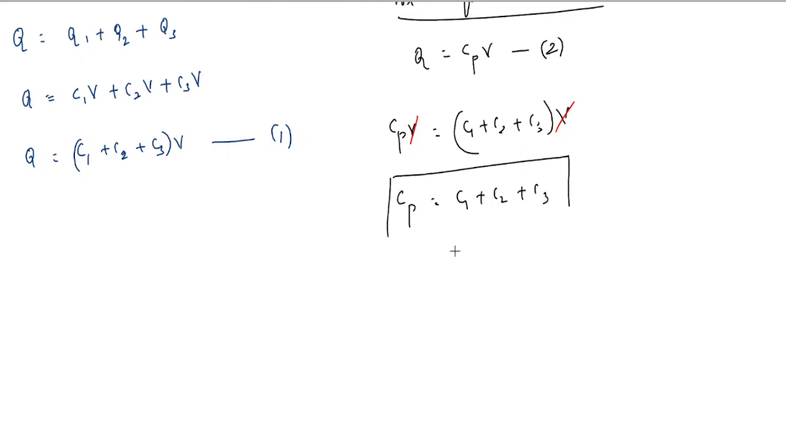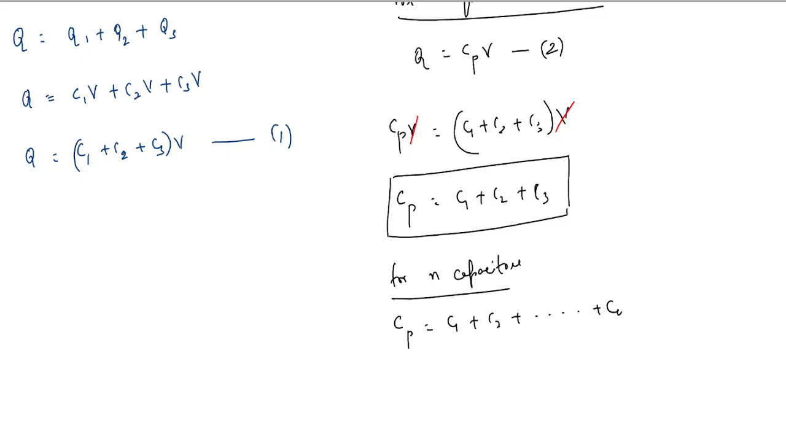So this is C parallel. We can say that the equivalent capacitance in a parallel combination is equal to the sum of the individual capacitances. It's a very simple relationship. If we have n capacitors of values C1, C2, etc., then C suffix p is equal to C1 plus C2, etc., plus Cn.